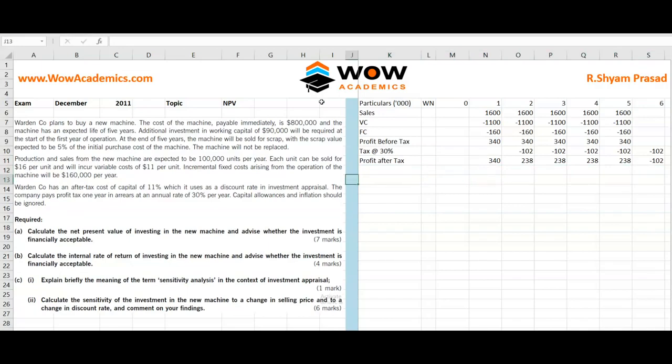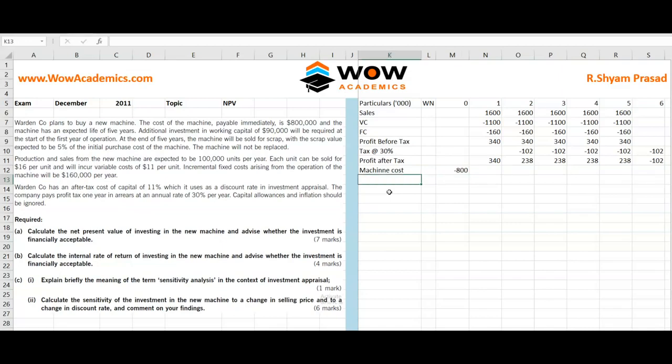So this paragraph is over, and the tax part is over. So we'll go to the first paragraph, which is about the new machine. So we'll take it as machine cost. Machine is bought in which year? Machine is bought in the 0th year. So that is a negative 800.